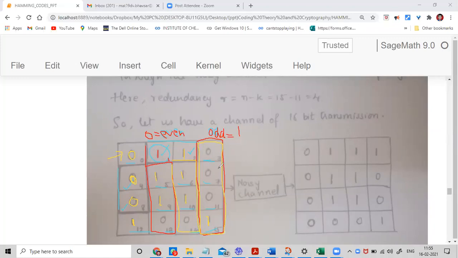Now when I transmit it to the noisy channel, I have taken the number of errors to be 2. So 2 errors would occur, and the errors are defined here. I have changed this value from 1 to 0 and from 0 to 1 just for checking purposes. And I'll move to the Excel sheet.